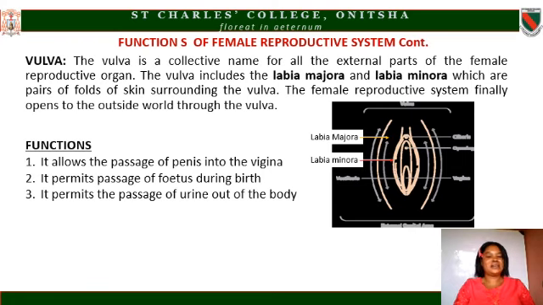Then the functions. It allows the passage of the penis into the vagina. The second one is that it permits passage of the fetus during birth. And the last function is that it permits the passage of urine out of the body.